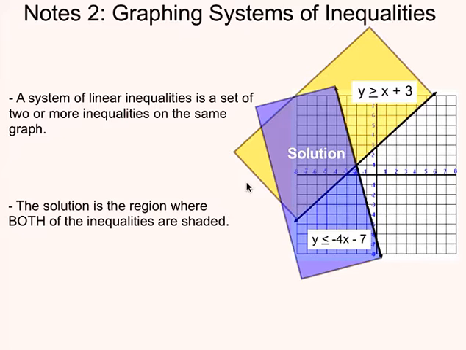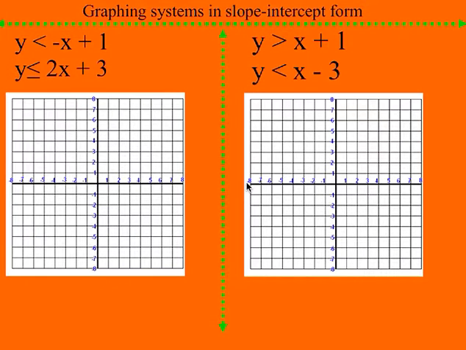So let's take a look at systems of linear inequalities. A system of linear inequalities is a set of two or more inequalities on the same graph. So we're going to put two inequalities on the same graph, and then the solution is the region where both of those solutions are shaded. That's the biggest thing we're looking for: where those inequalities overlap. So let's take a look at number 1.